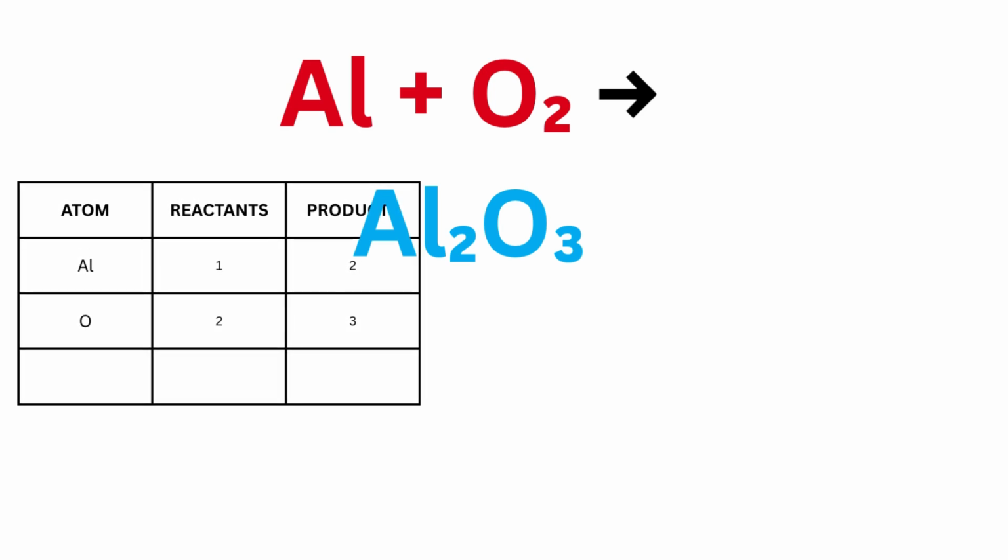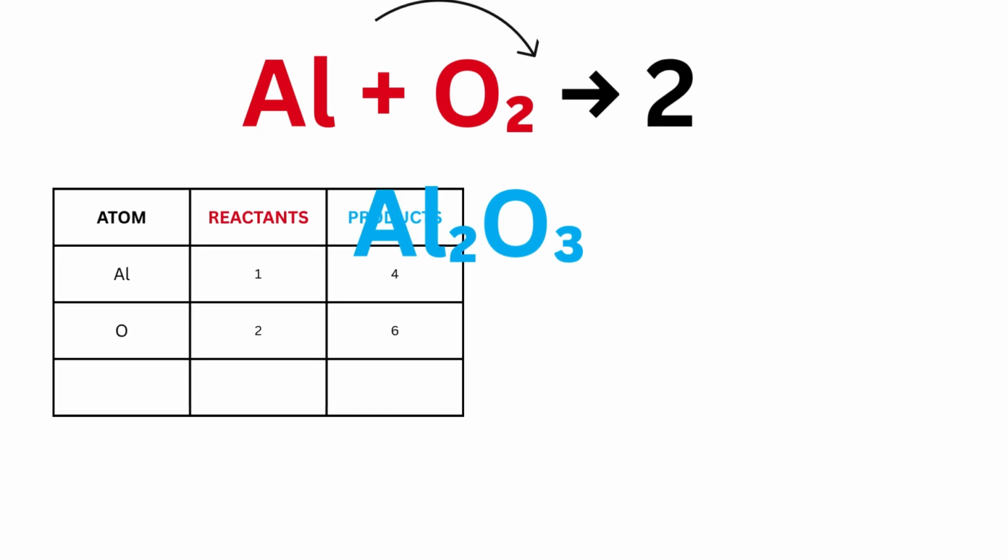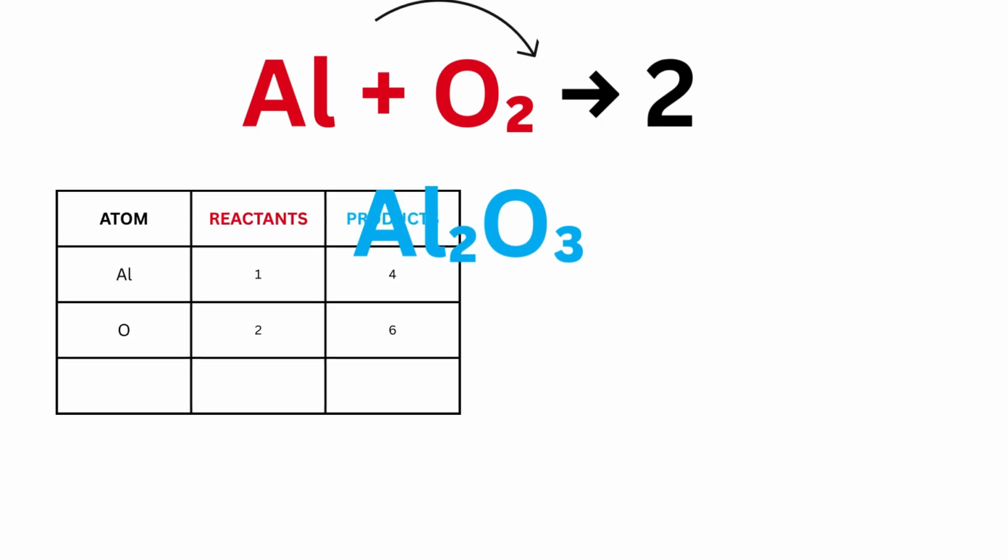At the same time, oxygen has 2 atoms on the left side of the equation and 3 on the right-hand side. The first step in balancing this equation is to assign a coefficient of 2 to the aluminium oxide on the right-hand side. This step results in the aluminium and oxygen on the right-hand side of the equation increasing to 4 and 6 atoms, respectively.